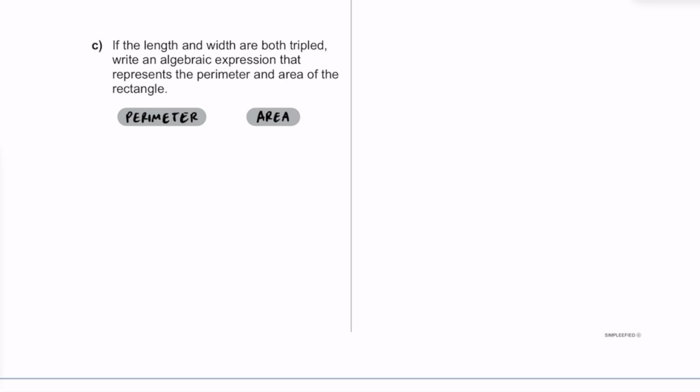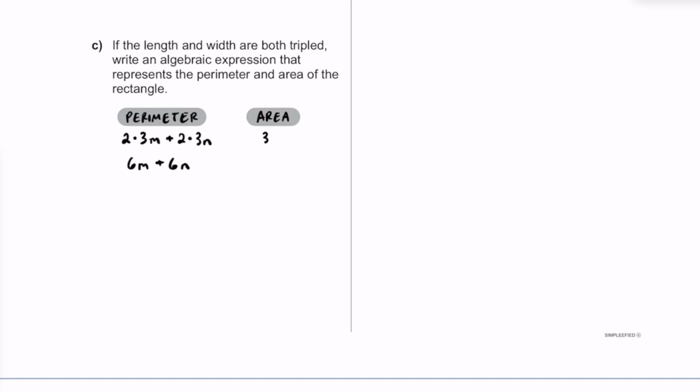So for the perimeter here, we're going to have 2 of these 3m's, just because we tripled the length here. We're also going to have 2 of these 3n's because the width was also tripled. So 2 times 3 is 6, 2 times 3 is 6. So for the perimeter, our expression here would just be 6m plus 6n. Now what about the area?